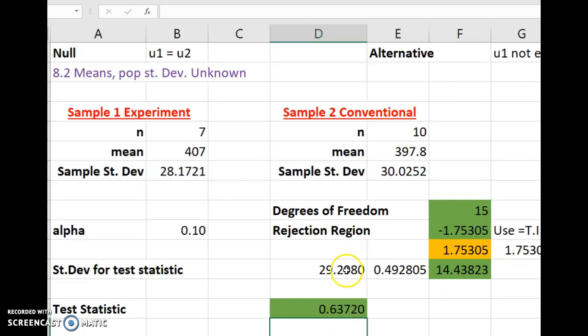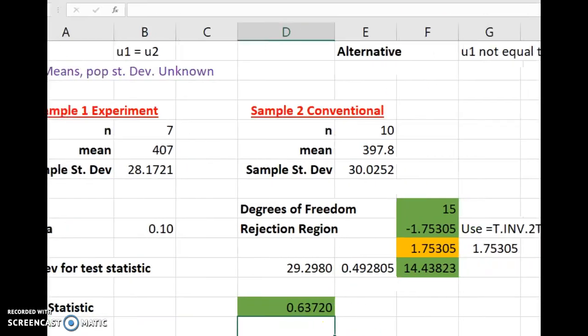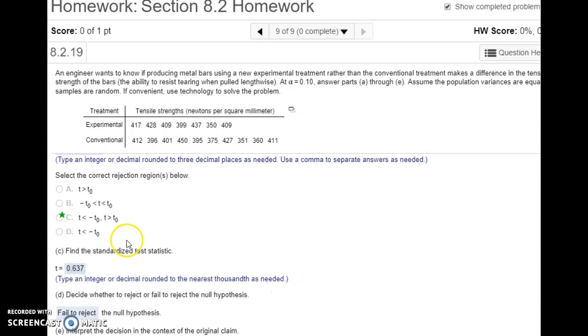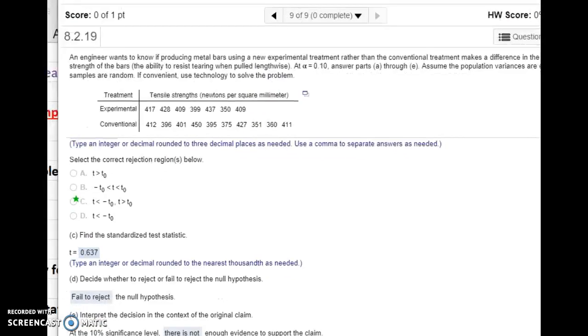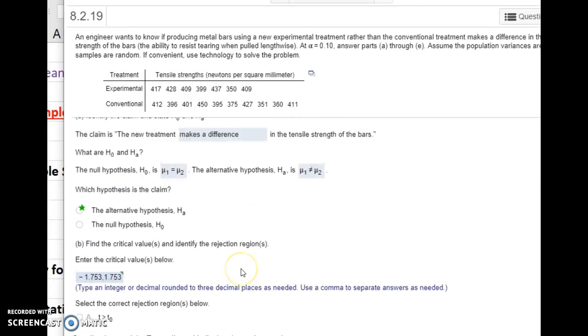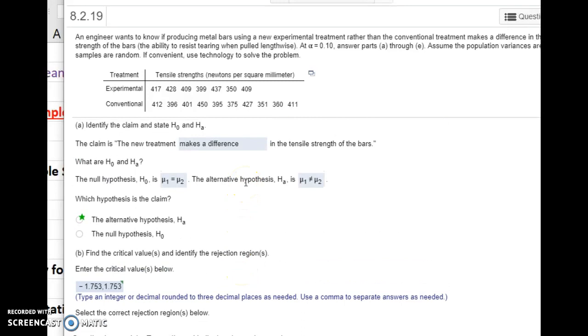And that gives us our test statistic, which 0.63 is not outside the range of our critical values. It has a smaller absolute value. It's closer to 0, closer to the center of the distribution. So it's not in the rejection region, which means we will fail to reject the null hypothesis. Which just in terms of what this problem's all about is there's not enough evidence to support the claim that this new method of producing metal bars changes the strength of the bars.